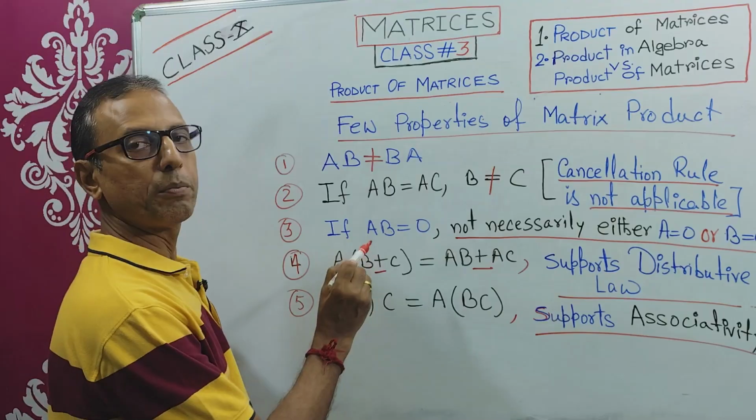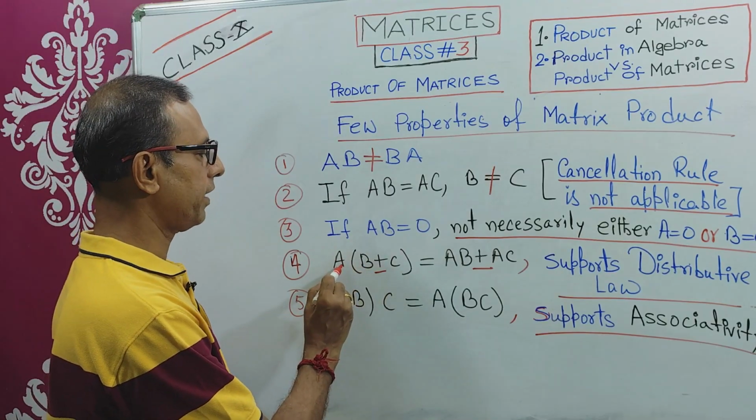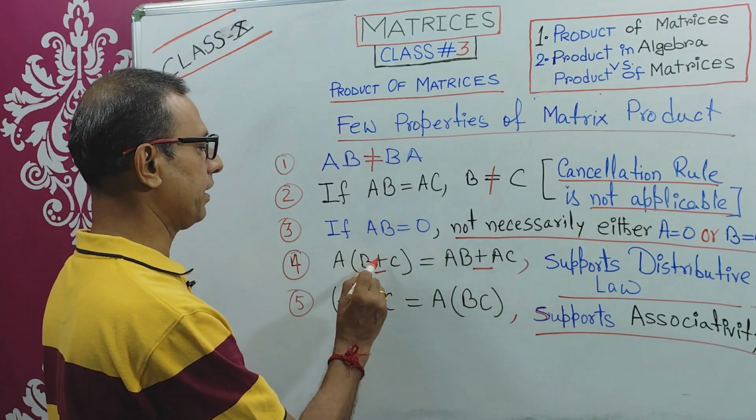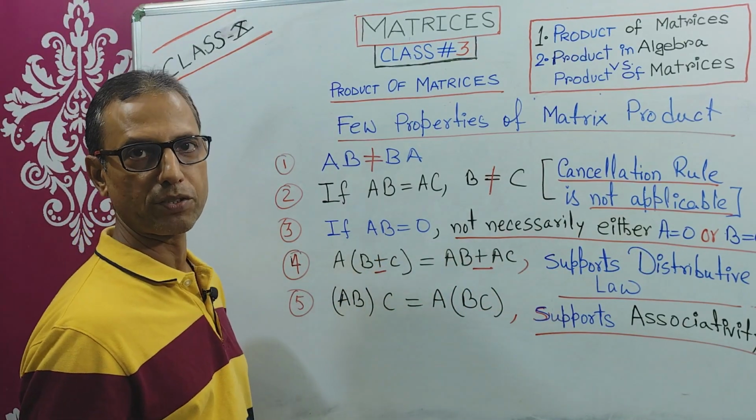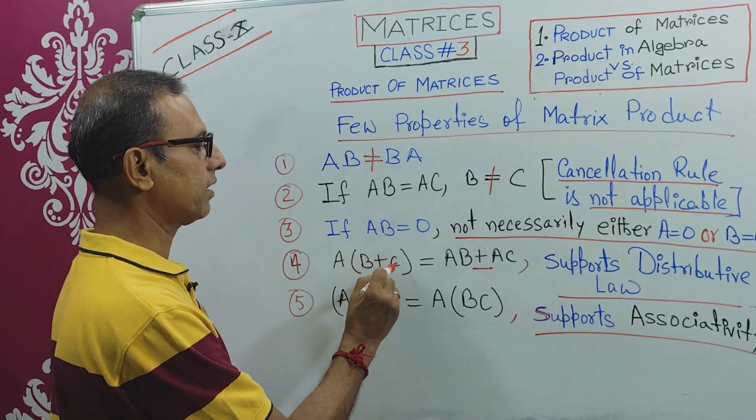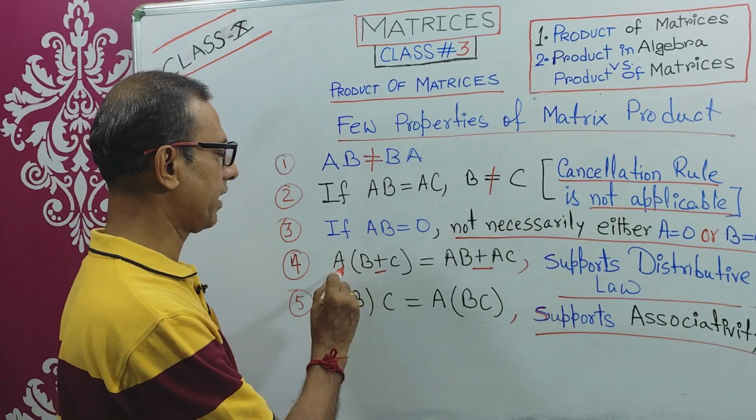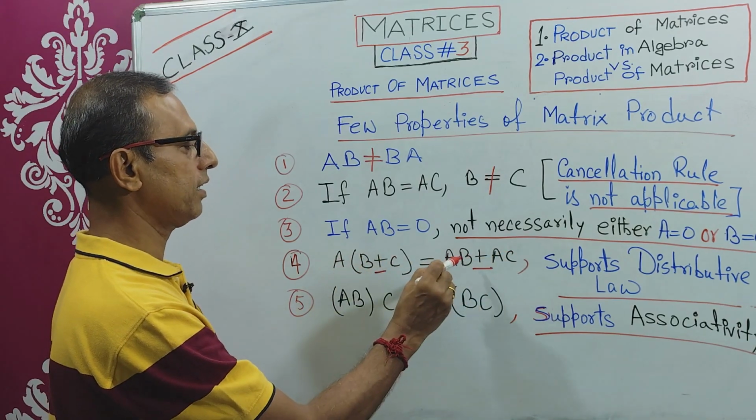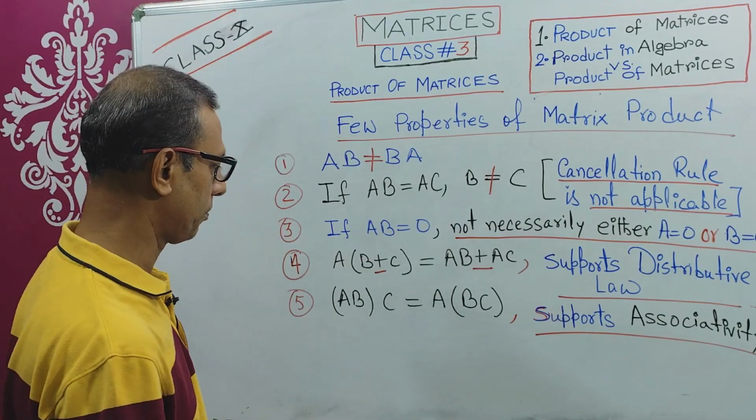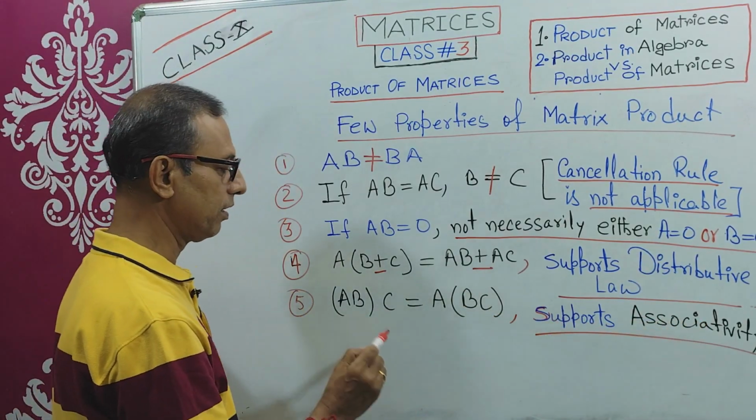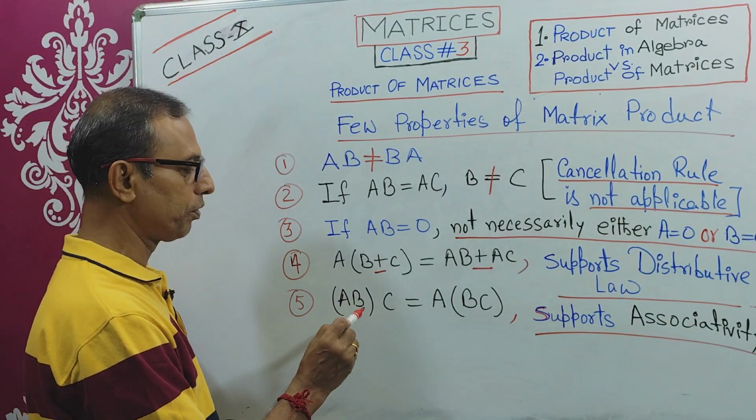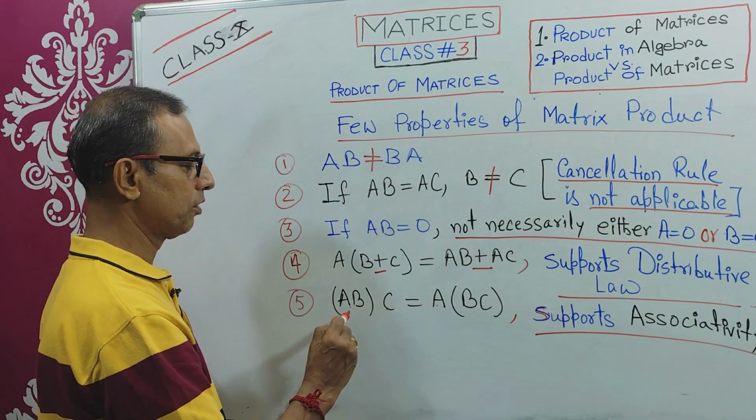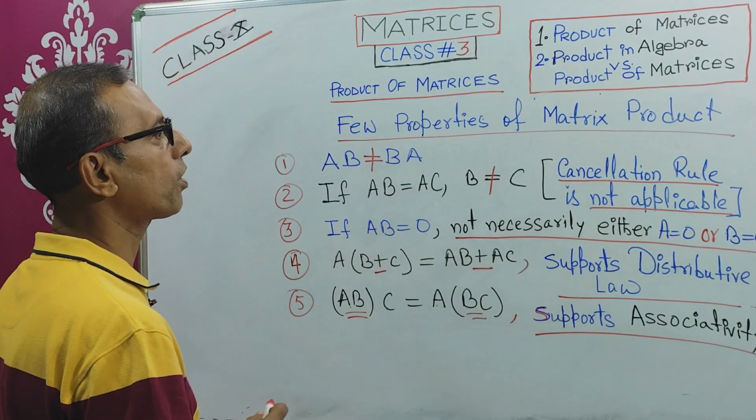It supports the distributive law. In algebra also we know that A into B plus C equals AB plus AC. It supports the distributive law, so it is applicable for both addition and subtraction. So A into B plus or minus C equals AB plus or minus AC. So either A of B plus C equals AB plus AC, or A of B minus C equals AB minus AC. Supports the distributive law. It also supports associativity. That means if you change the grouping of the matrices, AB into C equals A into BC. So that is all about the product of matrices.